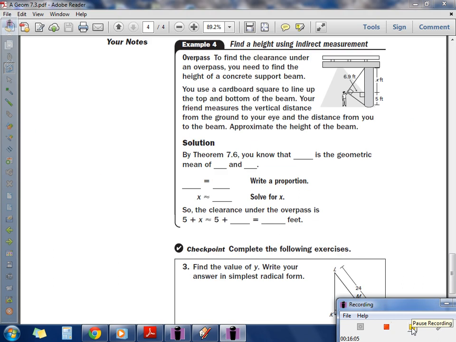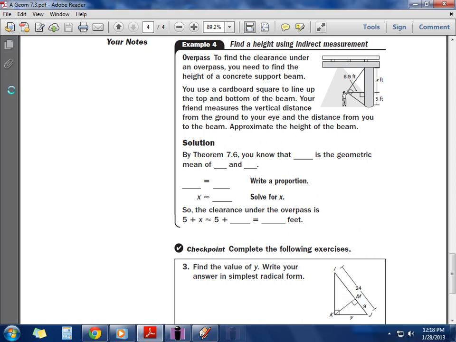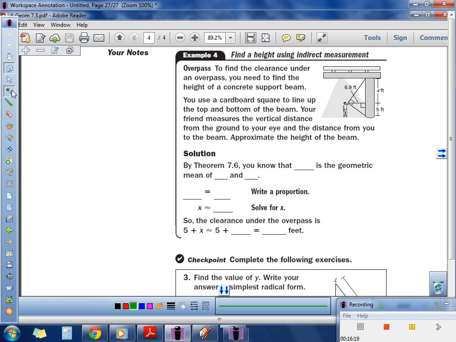On this last example, it says to find the clearance under an overpass, you need to find the height of a concrete support beam. So we have this set up over here. It labels a lot of important pieces for us. The only thing we need to think about is at the end, we need to know this total distance. That's our end goal. Right now, the only piece we don't know that's helpful is that x. We got to eventually try to find x in order to find that whole height.